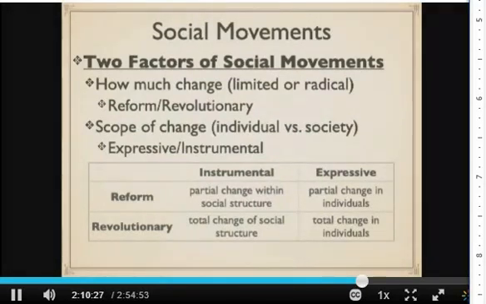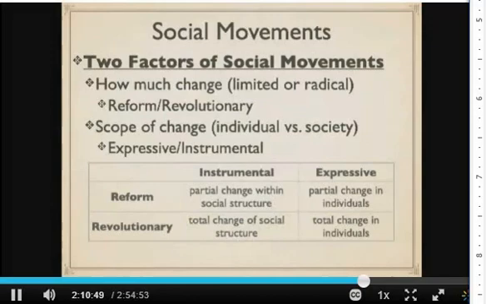So it was partial change. It was only about people's alcohol behavior, right? And the change they wanted was individual behavior to change. They wanted people to stop drinking. That's what the Women's Christian Temperance Movement was about. So reform, because it was about alcohol, but expressive because it was about people's behavior.